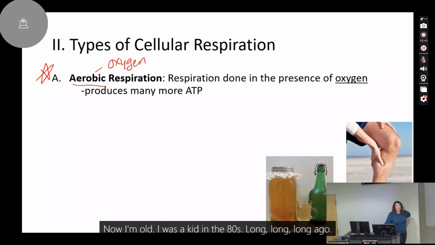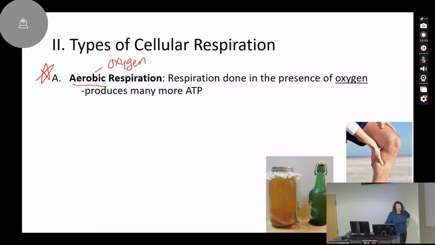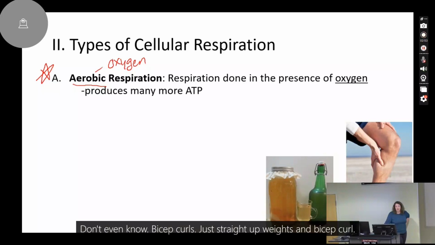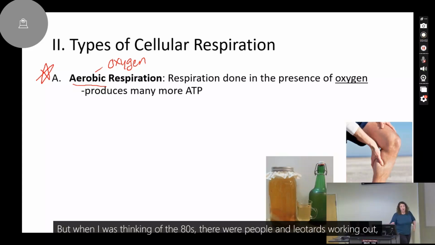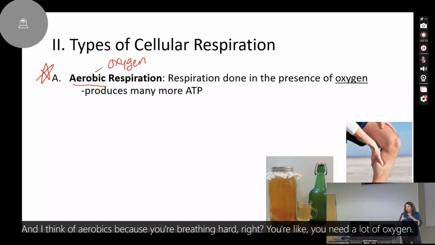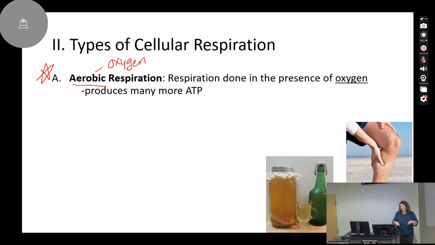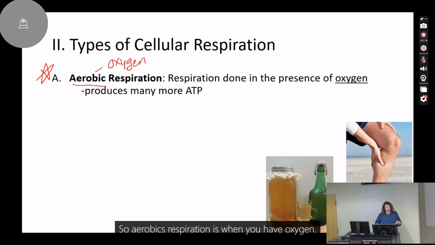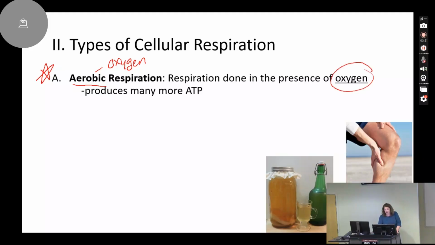Now, I'm old. I was a kid in the 80s, like long ago. So the cool exercise at that time, what is the cool exercise right now? Don't even know. Bicep curls. Just straight up weights and bicep curls. Because for a while it was like CrossFit and there's Pilates and there's other things like that too. But when I was a kid in the 80s, there were people in leotards working out, sweating to the oldies. But it was called aerobics. And I think of aerobics because you're breathing hard, right? You need a lot of oxygen.